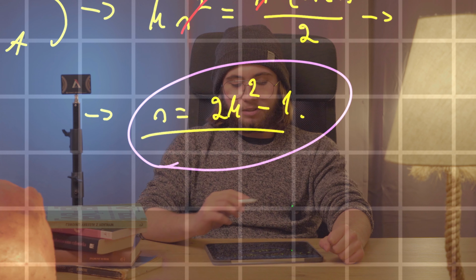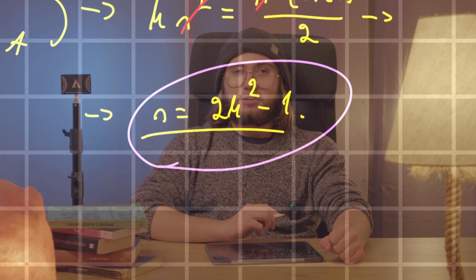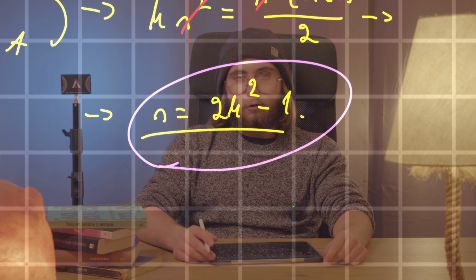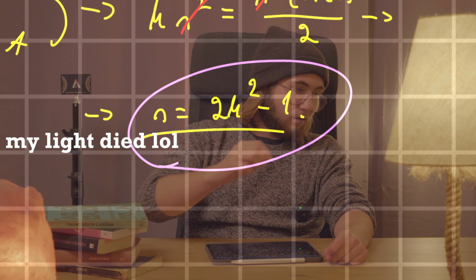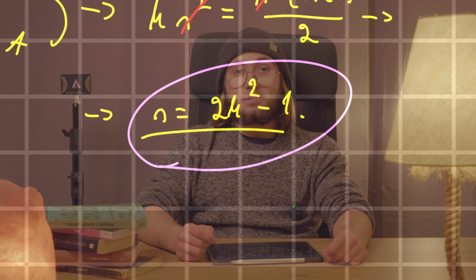So n is equal to 2 times k squared minus 1 for all k's that are natural numbers. And I'm really excited. Hope you enjoyed it, and see you next one.